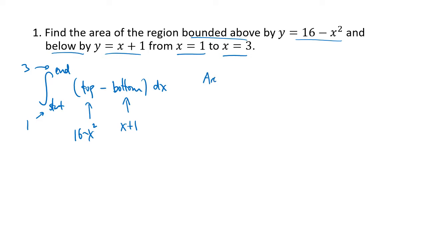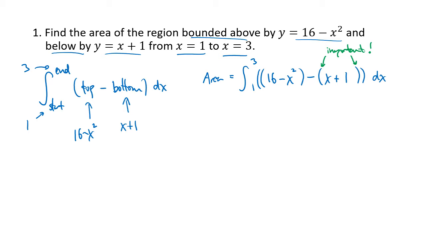So the area that we're looking for is the integral from 1 to 3 of 16 minus x squared, that's my top function, minus, now the second set of parentheses is extremely important. We want to make sure we're subtracting the entire bottom function, not just putting a minus sign in front of the x and then forgetting to carry that through to the plus 1. So those parentheses are important.